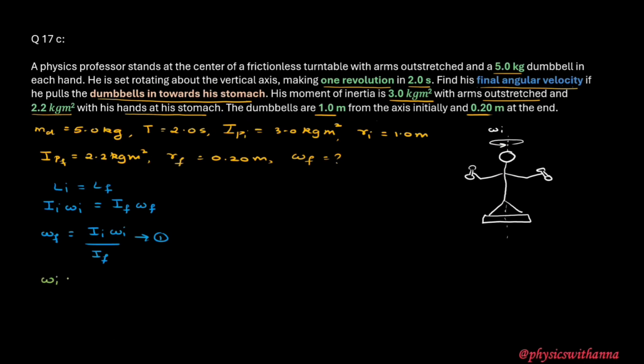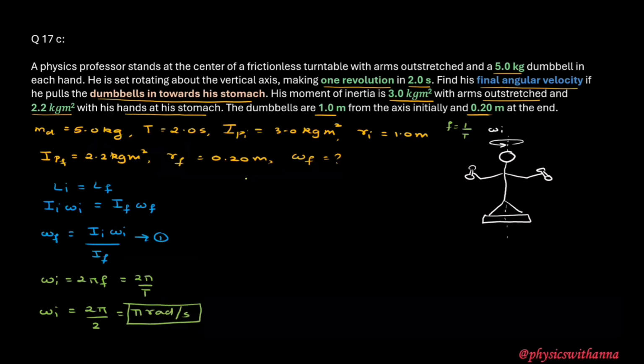Let's start with omega initial. Omega initial can be written as 2 pi f, where f is the frequency, and frequency and time period are related as f equals 1 over T. So let's substitute that here. We get omega equal to 2 pi over T. So we get omega initial equals 2 pi over the time period T, which is 2 seconds. That gives you the value as pi radian per second.